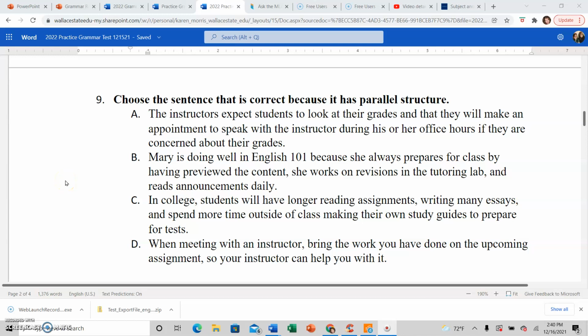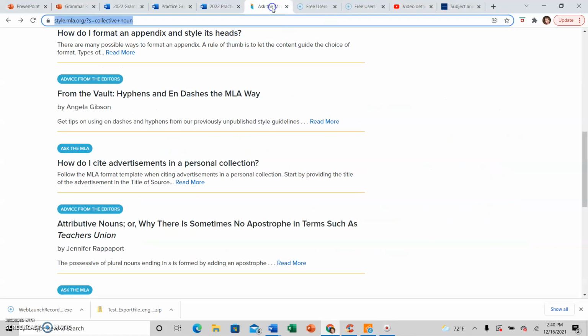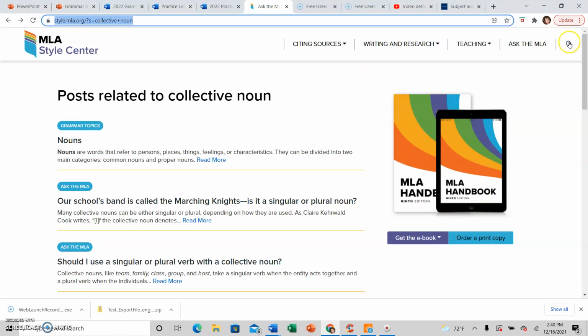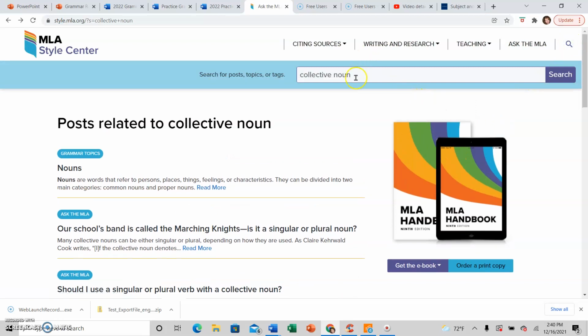Choose the sentence that is correct because it has parallel structure. Now, if you don't know what parallel structure is, or you feel kind of fuzzy about that, I will add a link to the notes on the video that will show you where you can find more information about parallel structure. But I am going to the MLA website and typing in parallel structure.